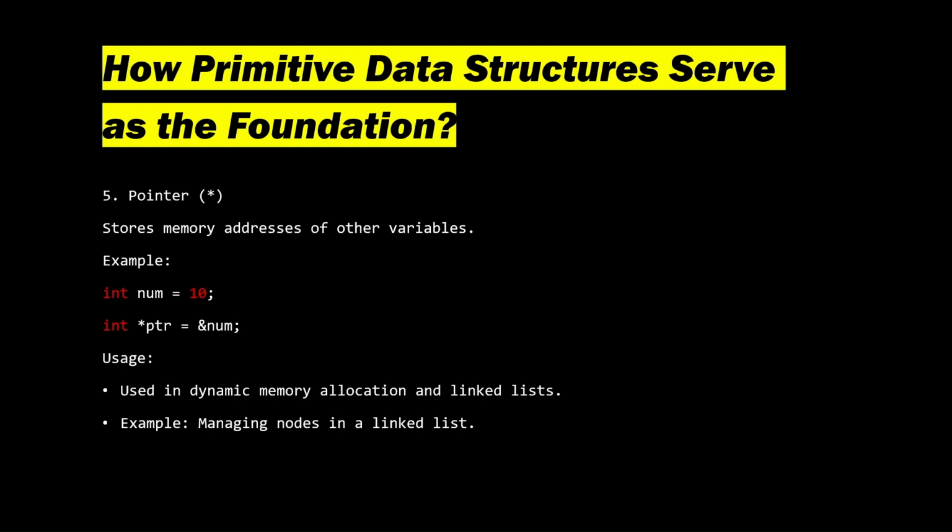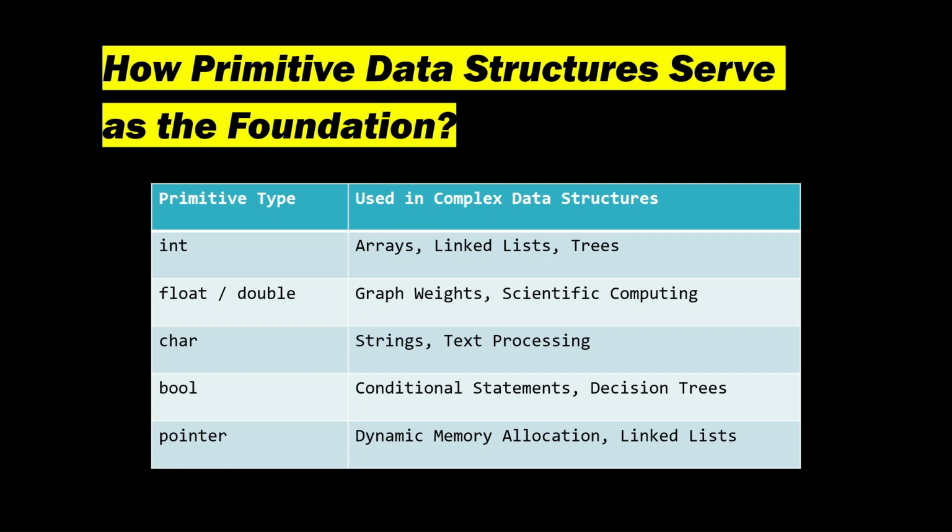Here we will see how primitive data structures serve as the foundation of more complex data structures. For example, int is a primitive data type, which can be used in more complex data structures, for example, arrays, linked lists, and trees. Float and double can be used in graphs, weights, scientific computing. Character can be used in strings and text processing. Boolean type can be used in conditional statements, decision trees. Pointers can be used in dynamic memory allocation and linked lists.